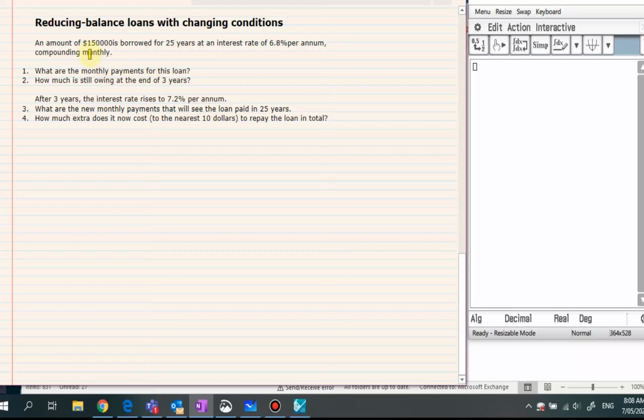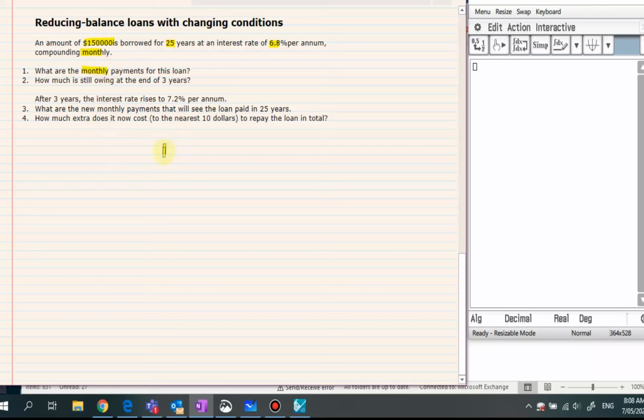So we have an amount of $150,000 borrowed, maybe a land borrowing, although that won't get you a lot of land these days, over 25 years at an interest rate of 6.8% per annum compounding monthly. Okay, we want to know firstly, what are the monthly repayments for this loan?